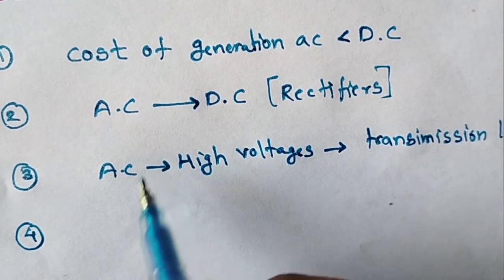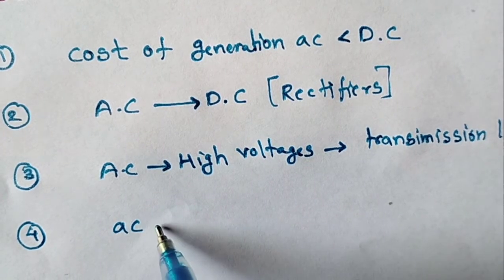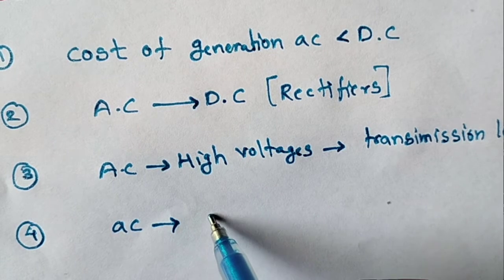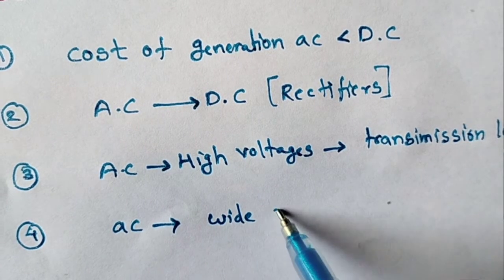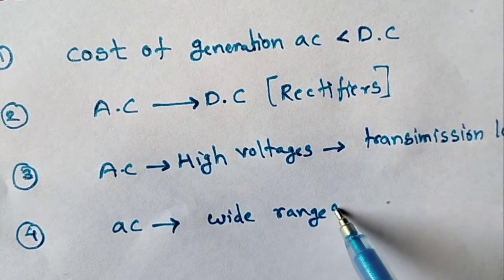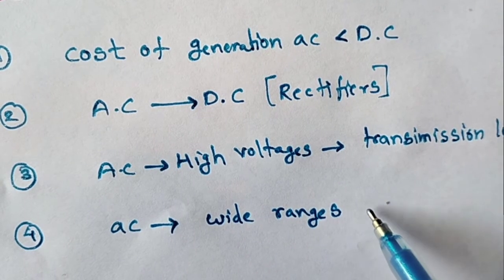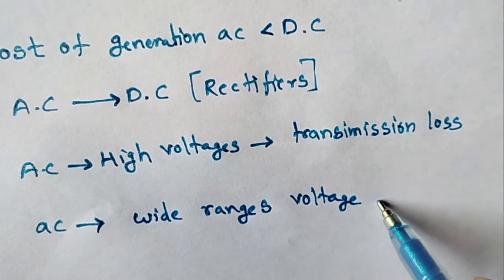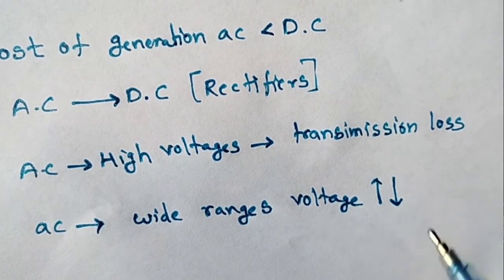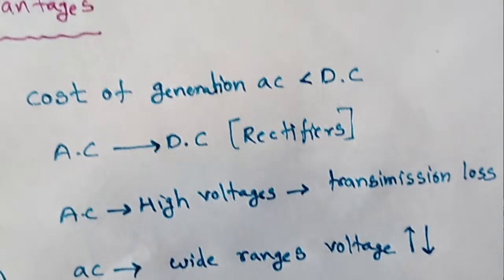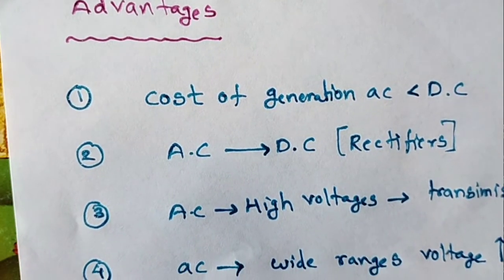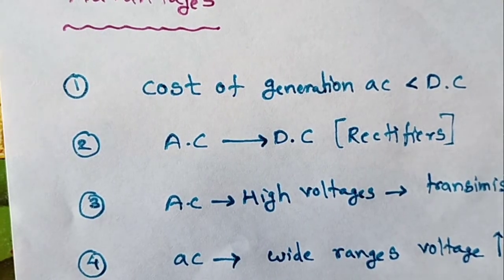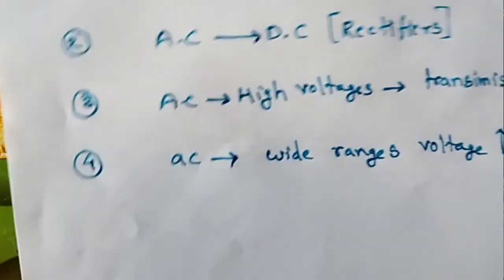And the fourth one: AC has a wide range of voltages. These voltages can be increased or decreased, stepped up or stepped down, by using a transformer. So all these points are called advantages, and every advantage has some disadvantages.